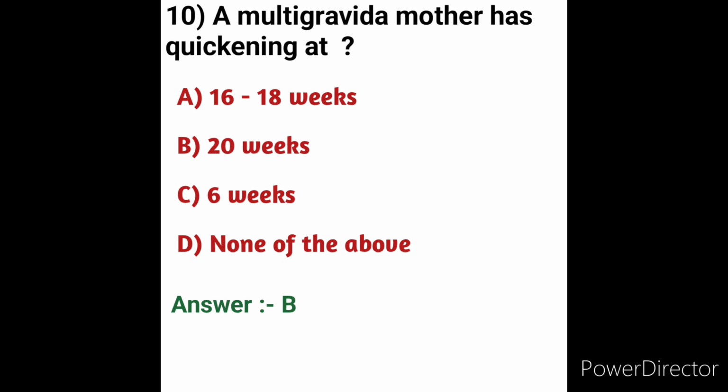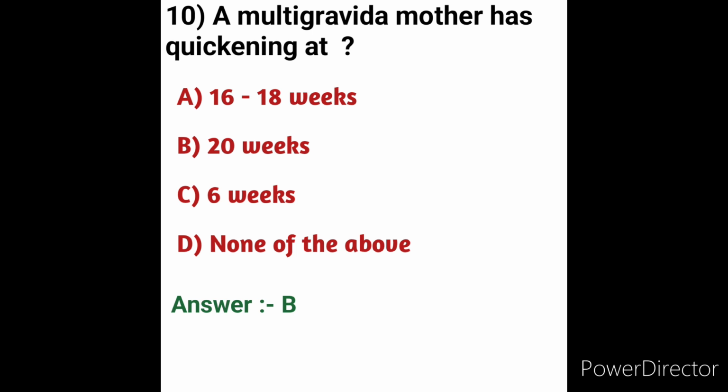When a pregnant person starts to feel the baby's movement in the uterus or womb, it feels like flutters, bubbles, or tiny pulses. It happens around 16 to 20 weeks of pregnancy, but some people may feel it sooner or later. Not exactly at 20 weeks, but around 16 to 20 weeks. Okay friends, option B is the correct answer. A multigravida mother feels quickening at 20 weeks of pregnancy.